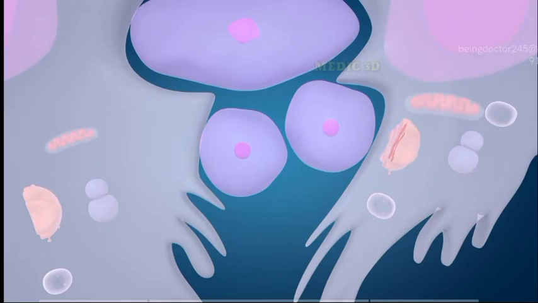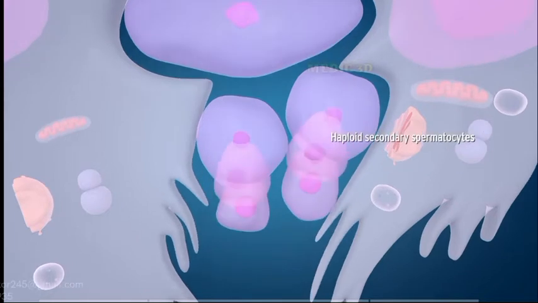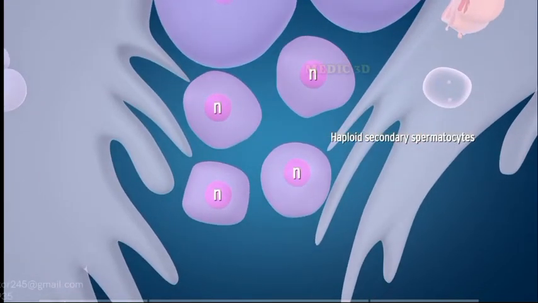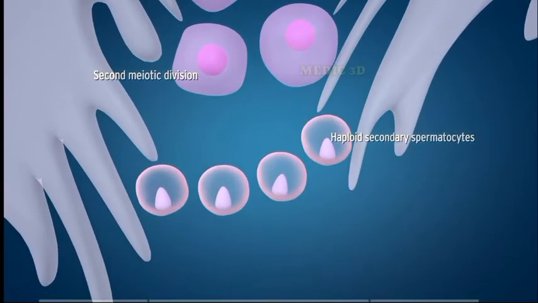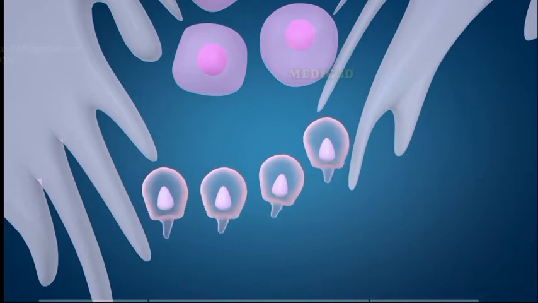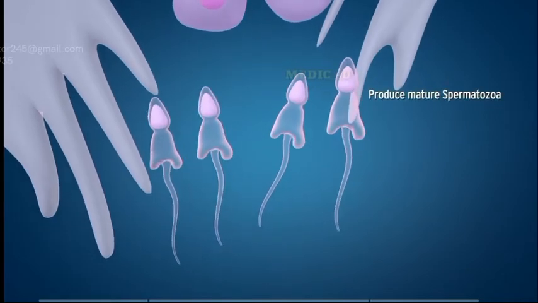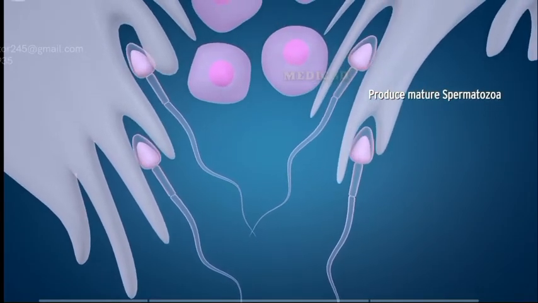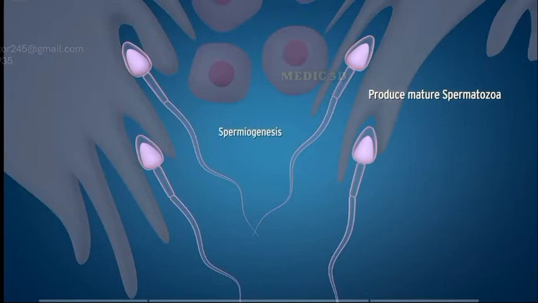On completion of the first meiotic division, the diploid primary spermatocytes give rise to haploid secondary spermatocytes, which again undergo the second meiotic division. A haploid set of spermatids is produced at the end of the second meiotic division. Spermatids are small rounded cells that undergo a series of metamorphosis to produce mature spermatozoa, and the process is called spermiogenesis.